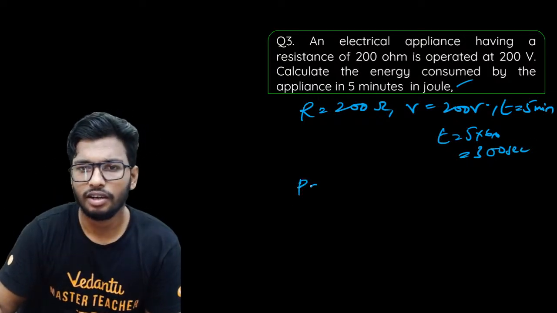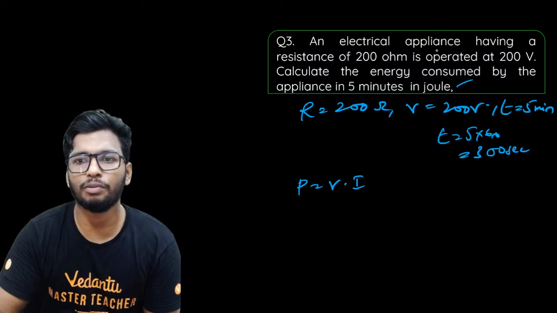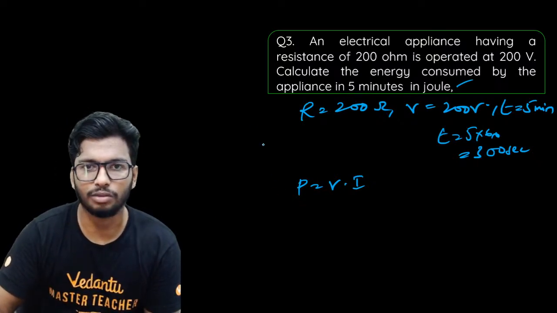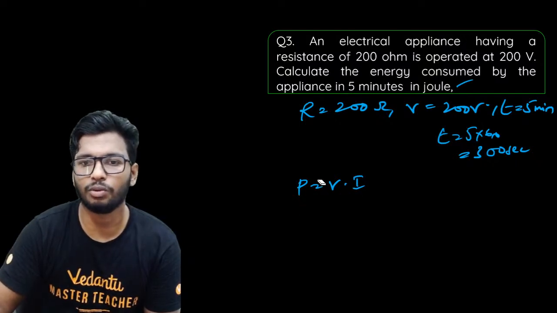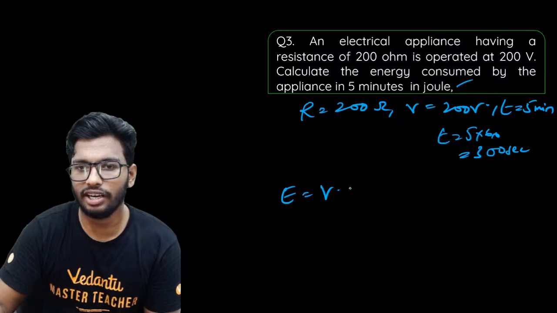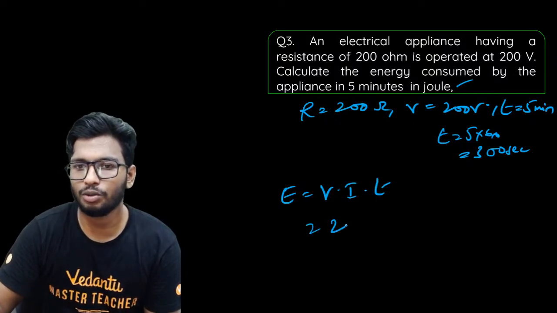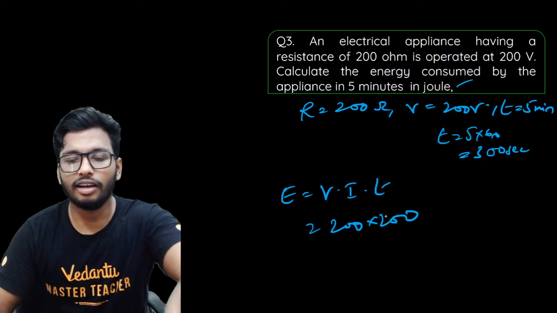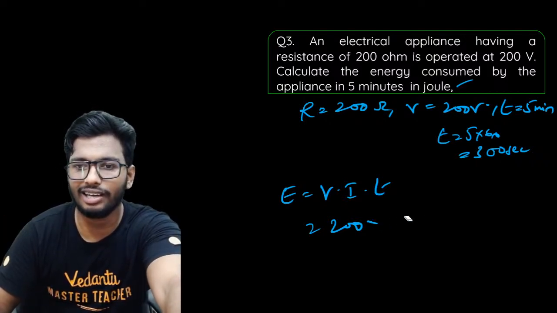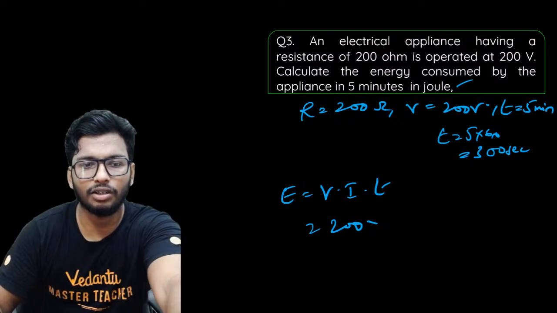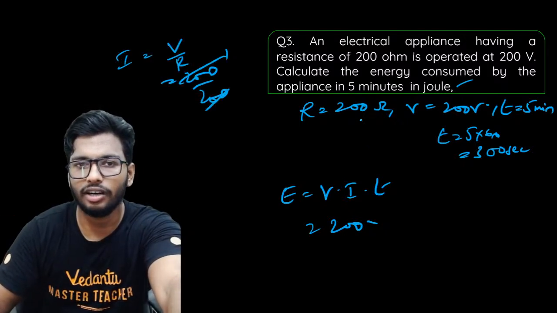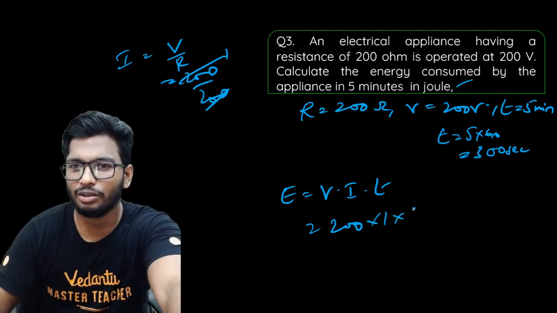Now, you're supposed to calculate the energy consumed. So VIT is the basic formula, V into I into T. They've not given you the current, so rearrange the equation to get I. I is equal to V by R. V is 200 divided by 200, so that's 1. So you can just write 1 into 300.